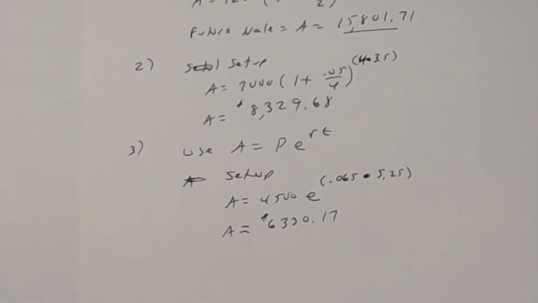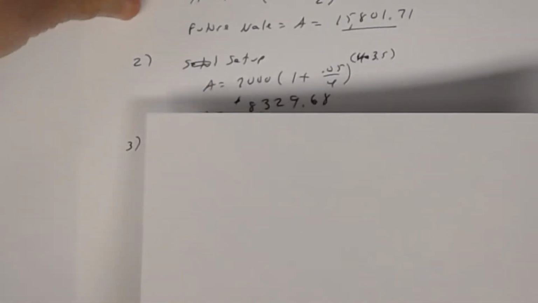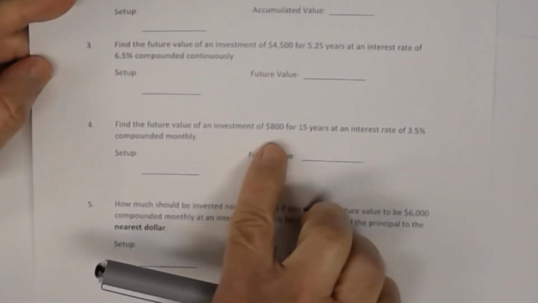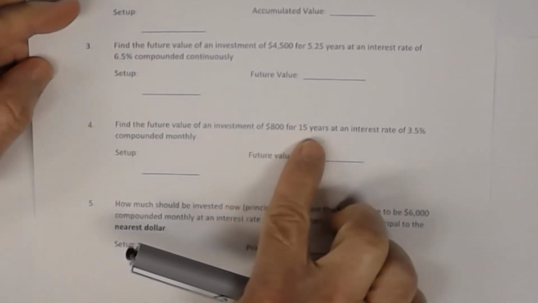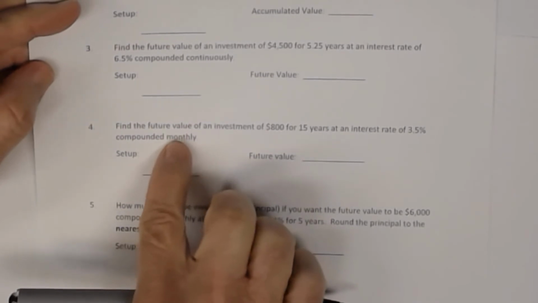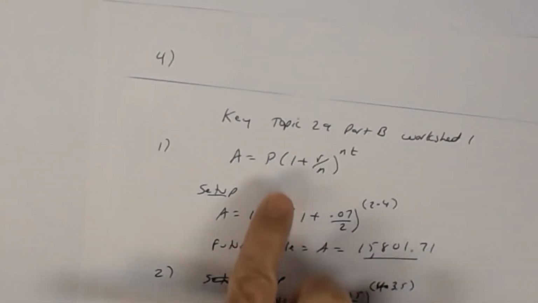Okay, let's look at number 4. So in number 4, we have this. All right, so it says, find the future value of investment of $800 for 15 years, interest rate 3.5%, compounded monthly. All right, so since it's being compounded monthly, I'm going to use the formula we used for the first 2. So this is what I'm going to use.